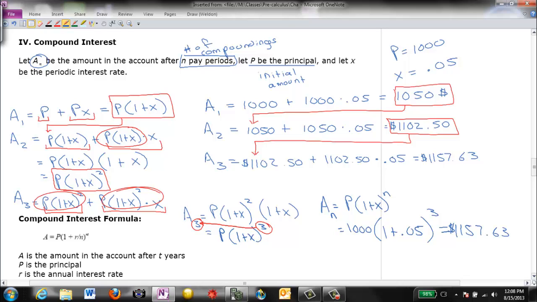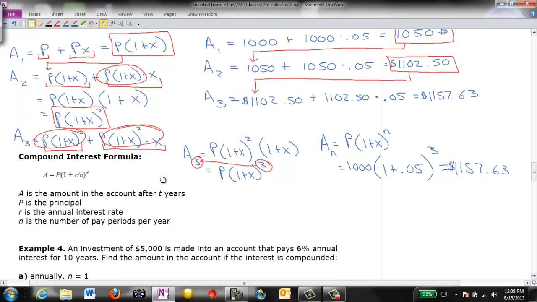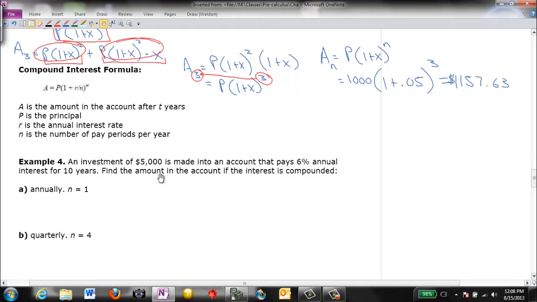Okay. So there's a demonstration of where compound interest comes from and how it was developed, and let's go ahead and take a look. I have it formally stated here. You'll see the compound interest formula: A equals P times the quantity 1 plus r over n, to the nt.